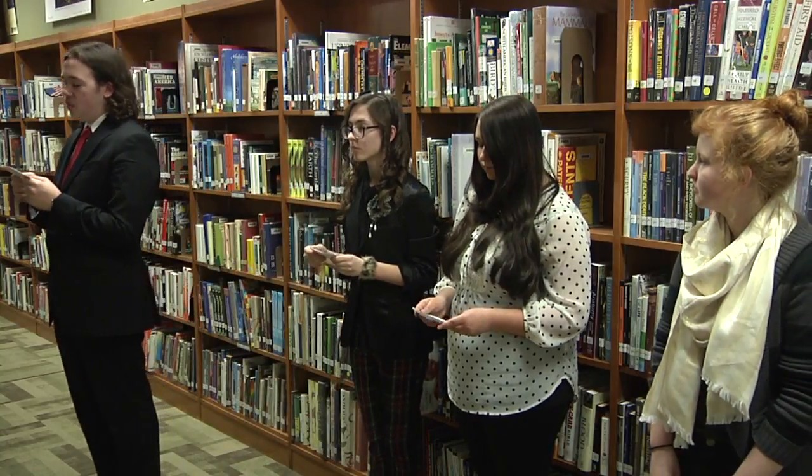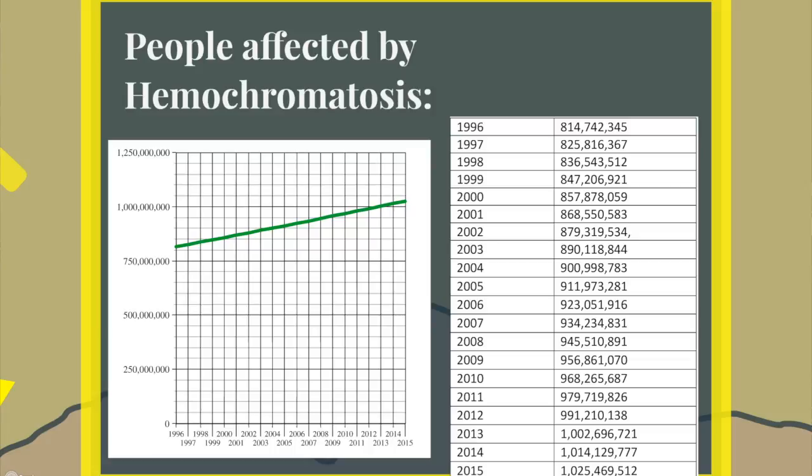Since the gene for hemochromatosis is dominant, the chances of it passing on to children is higher if both parents have said gene. In 2000, there were 857,878,059 cases. 2010 saw 968,265,687 cases, and in 2015 there are 1,025,469,512 cases currently reported. This is a 0.14% infection rate per population size.